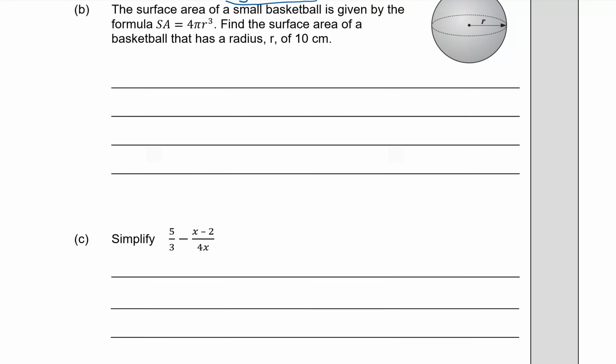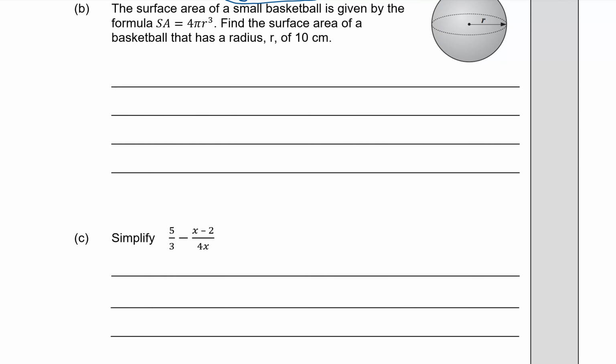Okay. Now moving on. This question here, there's a few words you have to get past, but it's a pretty sweet question. The surface area of a small basketball is given by the formula surface area equals 4 pi r cubed. Find the surface area of a basketball that has a radius r of 10. So you actually don't need to understand anything about basketballs or volume, because they've told you the formula. The surface area is 4 times pi times the radius cubed. And they've told you the radius. Remember, pi is a number, not the variable, so it's not a problem.